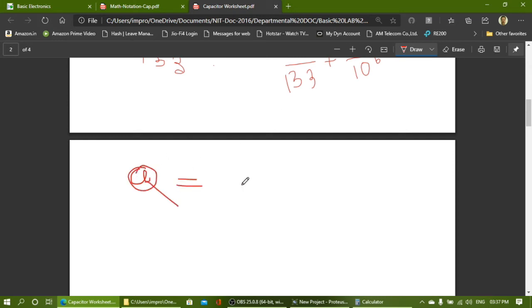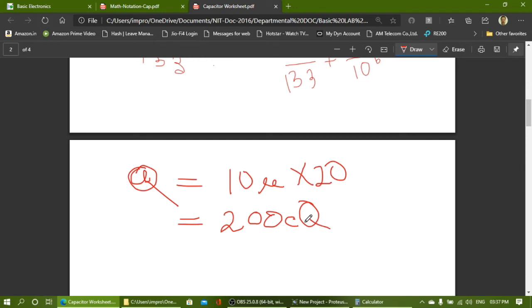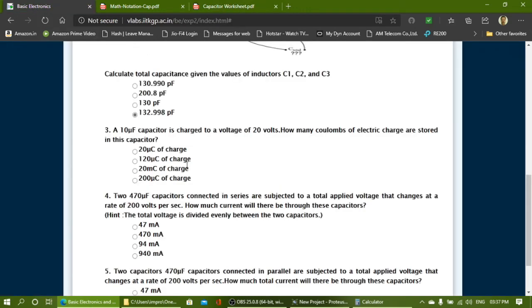Q is equal to C, the capacitor value is 10 micro and voltage 20, so you will get 200 microcoulomb. Let's see the options. Yes, here it is, 200 microcoulomb of charge. You will select this option.